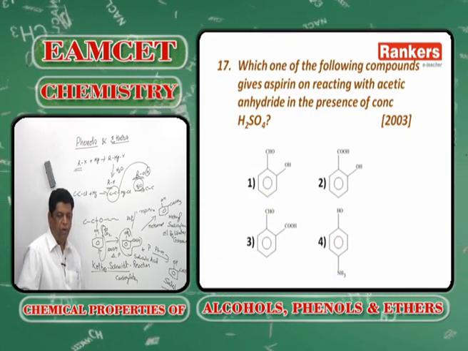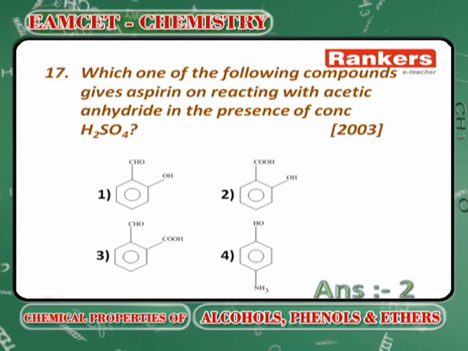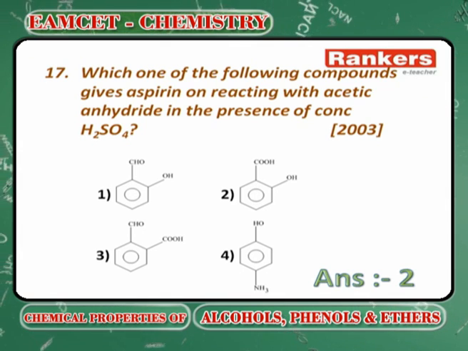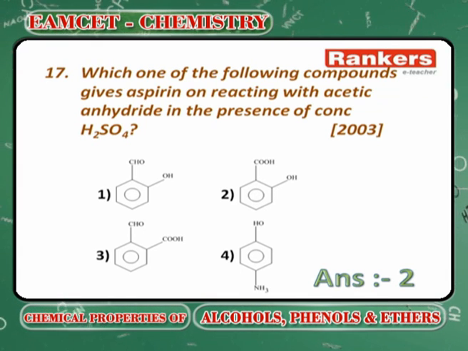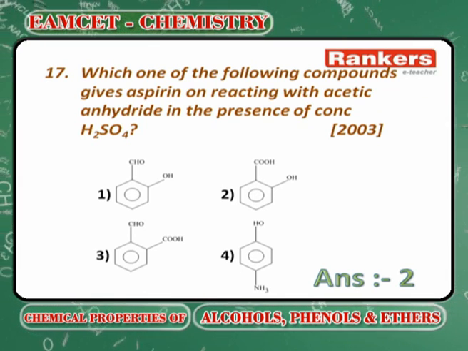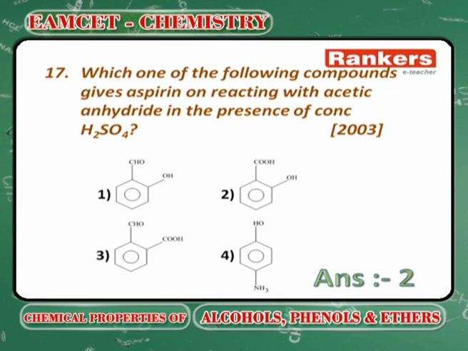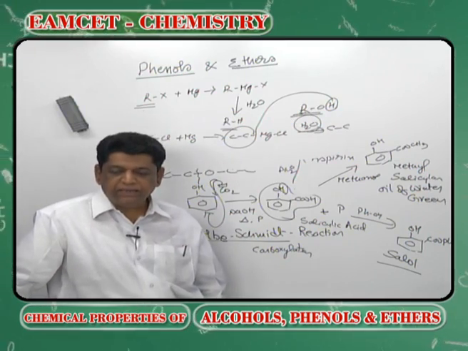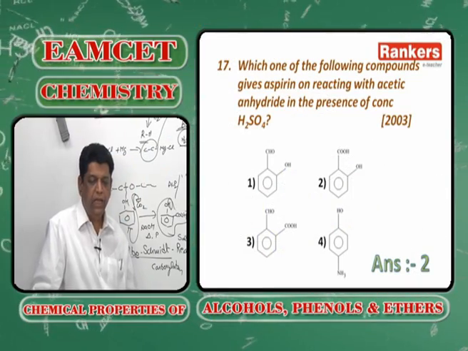Which one of the following compounds gives aspirin when reacted with acetic anhydride? That is salicylic acid, the second one. We have seen just now that salicylic acid gives aspirin, that is, acetylated salicylic acid is known as aspirin. Answer 2 is the right answer.